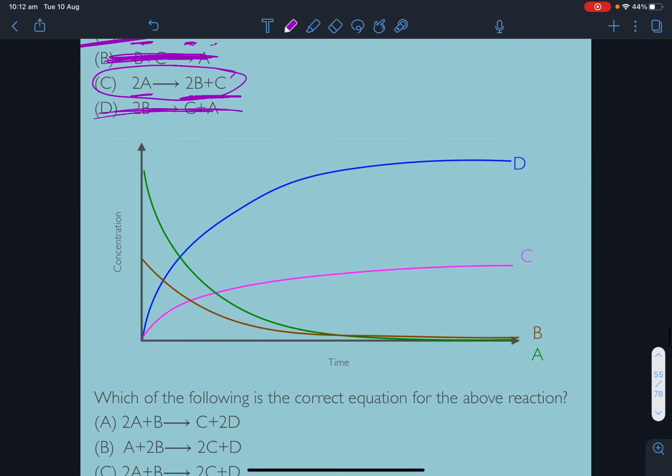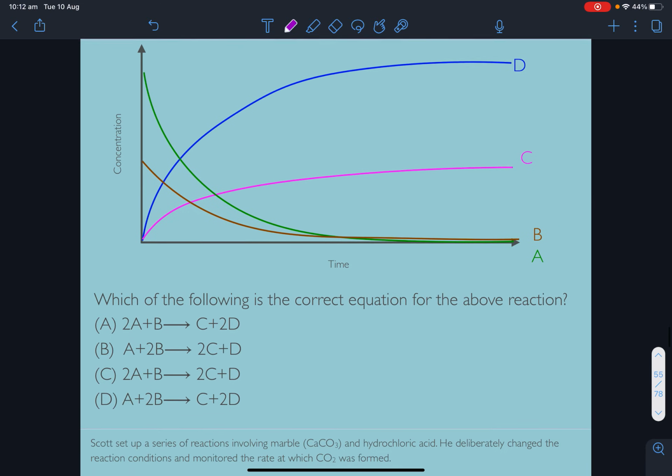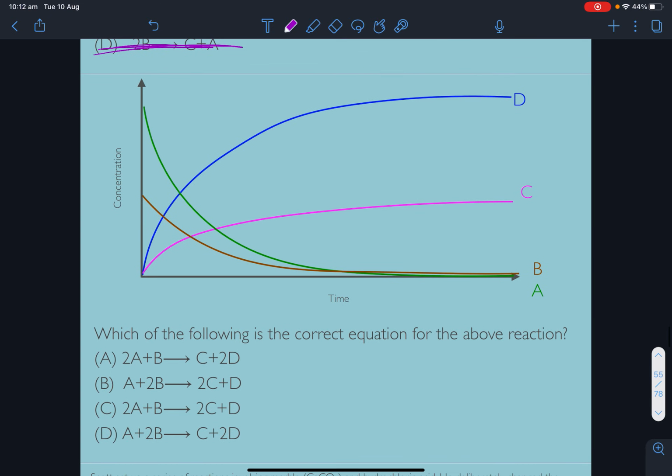Alright, have we got another one? Oh, I've changed it up. I've added another curve in here. Which is the correct equation for the above? First thing I noticed is that A and B must be reactants because they're both decreasing. Well, that hasn't helped us because it's A and B. C and D must be products. Oh, that's good. We've confirmed that too because they're increasing over time.